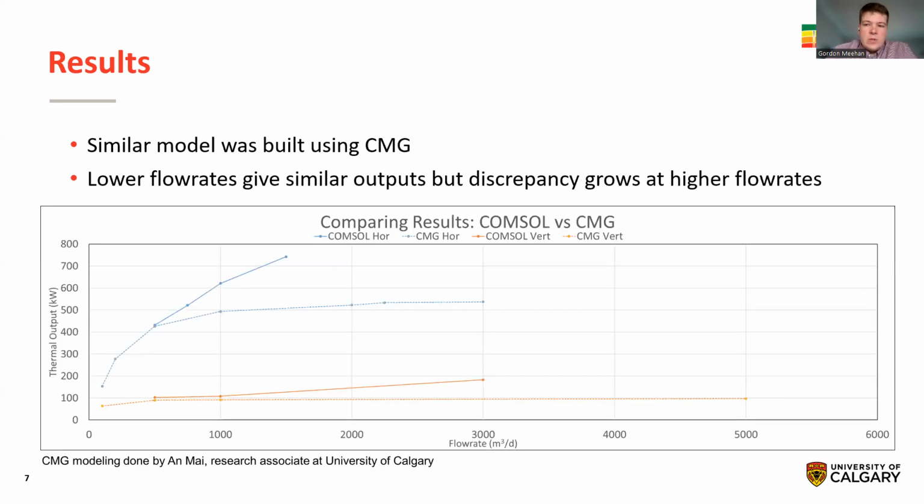A similar model was developed using CMG by Anne May, a postdoctoral research associate at the University of Calgary. At 500 cubic meters per day, the models give a similar output as can be seen in the graph here, but there is a growing discrepancy at higher flow rates.